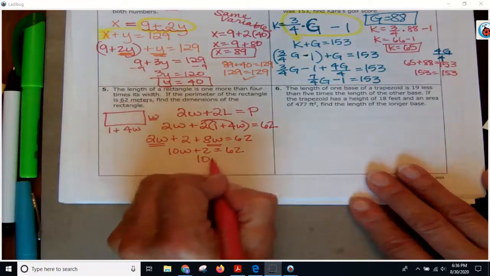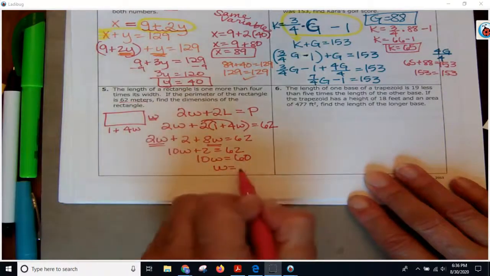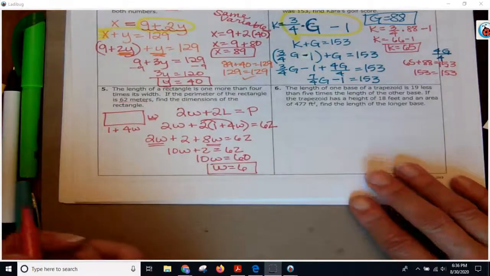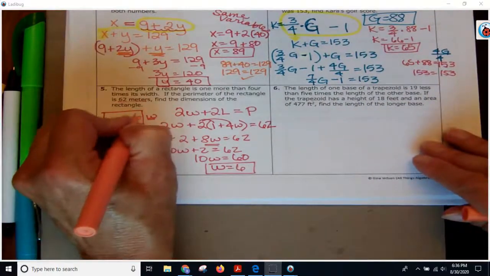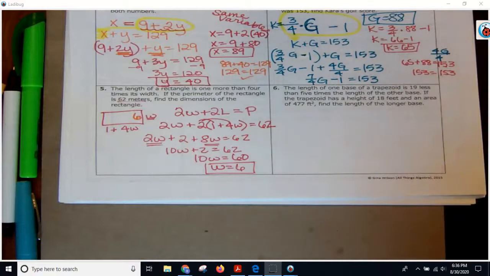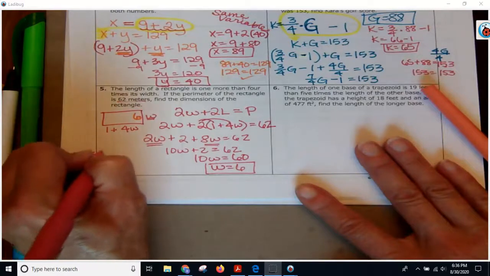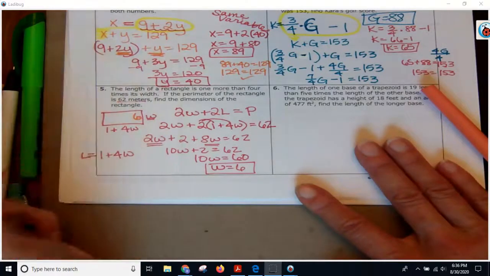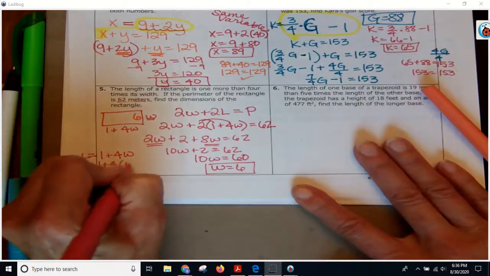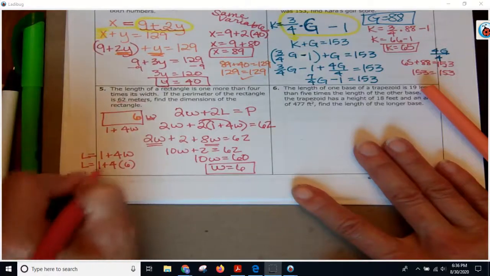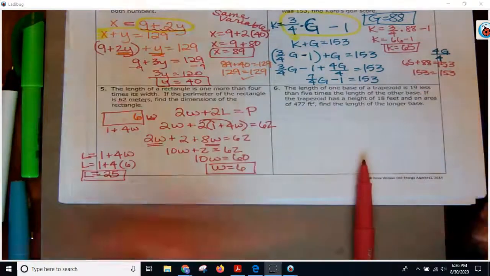Subtract 2 from both sides. And when I divide both sides by 10, I'm going to get W equals 6. So once again, I know what my width is. That's 6 right here. But what's the length? Well, I have to plug it back in. So I'm going to say, okay, the length is the same as 1 plus 4W. Well, I know that my width is 6. So when I work that out, 1 plus 24 is going to give me 25. So my length here is 25.